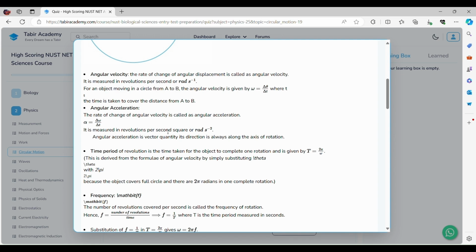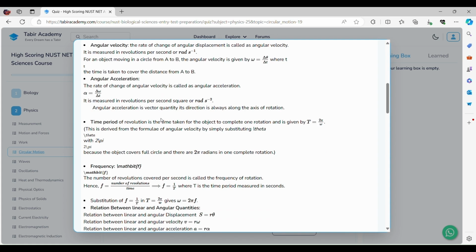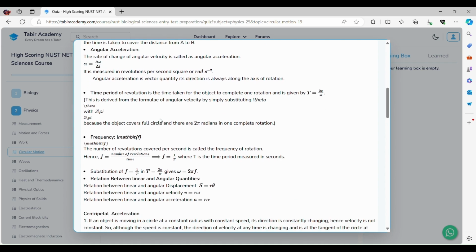Angular velocity is a vector quantity because it always has magnitude and direction, and its direction is always along the axis of rotation. Time period of revolution is the time taken for the object to complete one rotation, and it's given by T equals 2 pi over angular velocity. This is derived from the formula of angular velocity by simply substituting theta with 2 pi, because the object covers a full circle and there are 2 pi radians in one complete rotation.